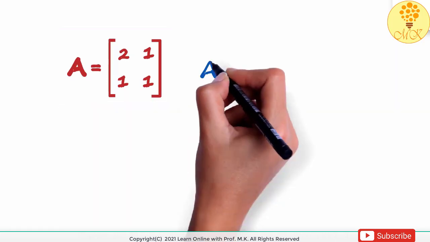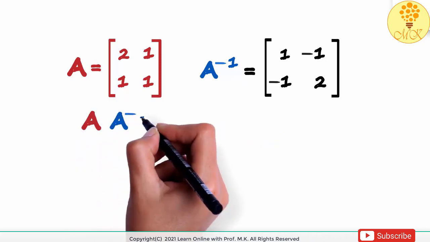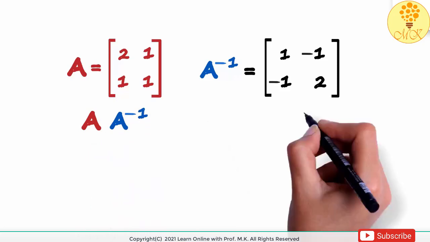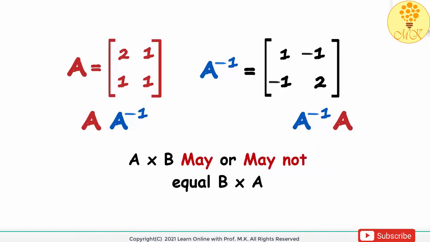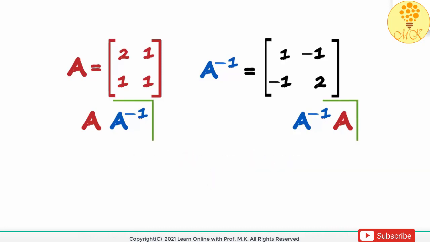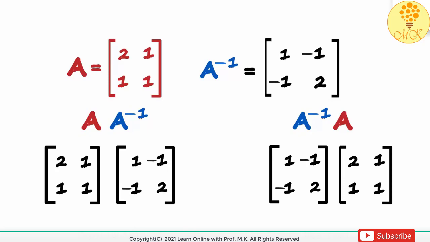We are given matrix A. It's a 2 by 2 matrix. And for this matrix A, we are given A inverse. It equals this. Now we need to check if their product gives us the identity matrix. On the left side, we multiply A with A inverse. And on the right, we multiply A inverse with A. Remember that matrices are non-commutative. A times B may or may not equal B times A. We need to verify both these products. This is matrix A multiplied by A inverse, and this is A inverse multiplied by matrix A.